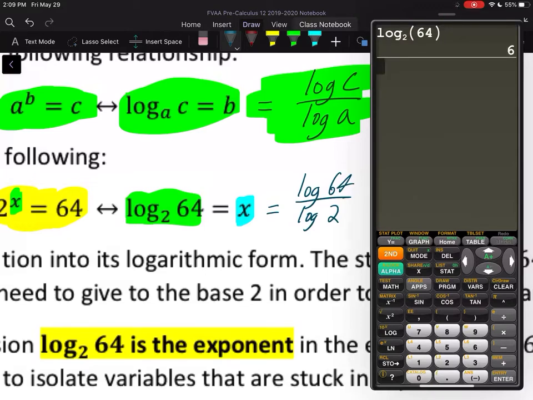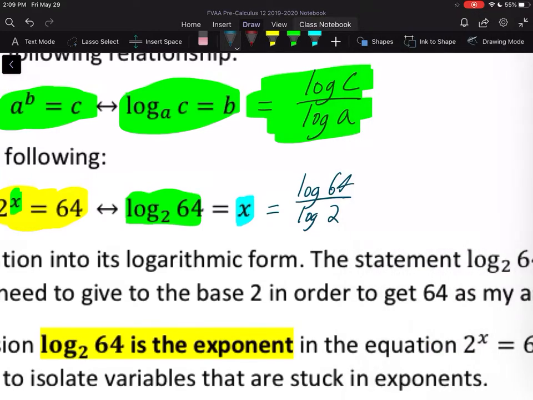All right. The other way I can do it is to press the log button on the home screen: log of 64, I need to close my bracket, divided by log of 2. And I get the same answer. So both of these methods will give you the correct answer, and whatever method you want to use is fine, as long as you are using the right conversion.